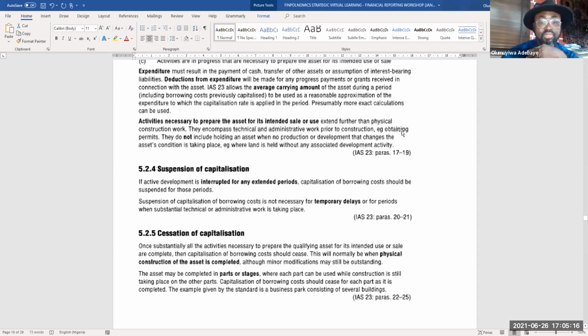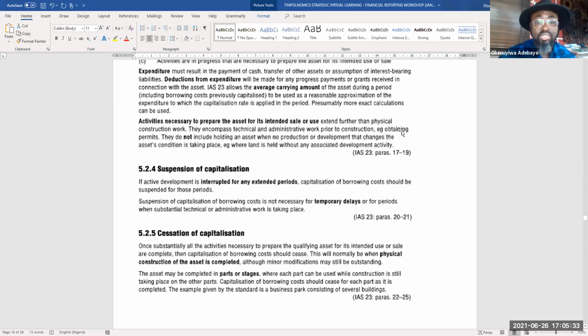Okay. Now that speaks to virtually all what I've said earlier on, and that represents the position of the standard with respect to that.